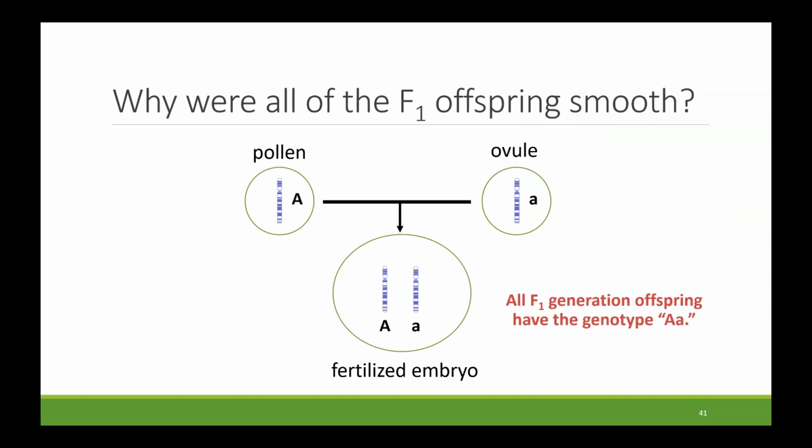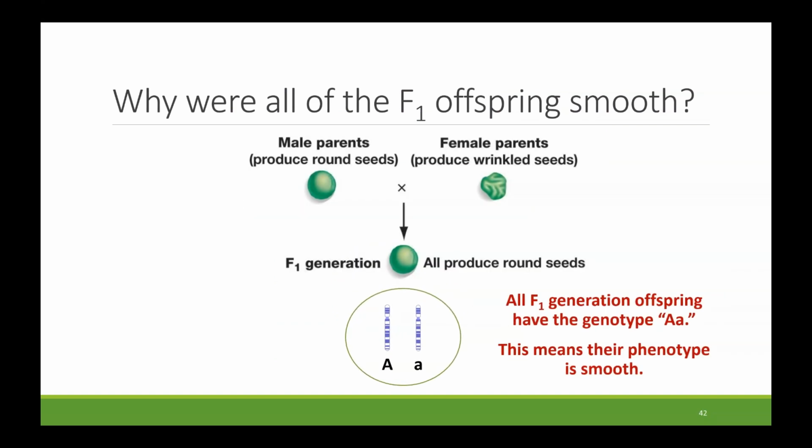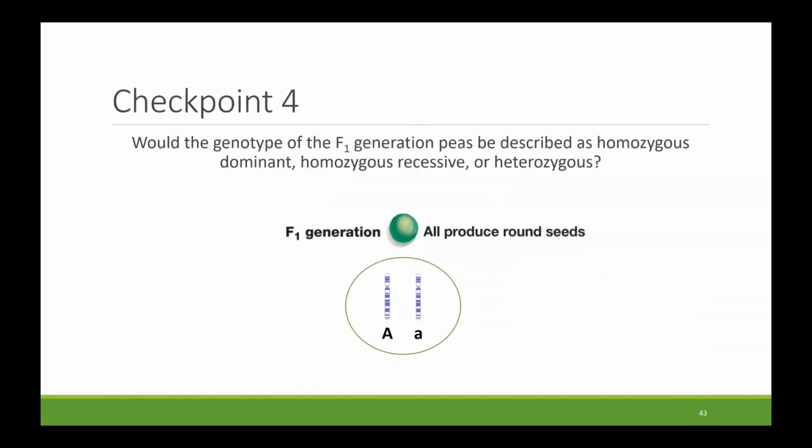So if every member of the F1 generation has the genotype capital A, lowercase a, then this means that the phenotype, the expressed trait, of all of those F1 plants must be smooth because the dominant allele overrides the recessive one. So this makes sense. So now let's take a pit stop for a checkpoint. Would these plants, the members of the F1 generation, be described as homozygous dominant, homozygous recessive, or heterozygous?